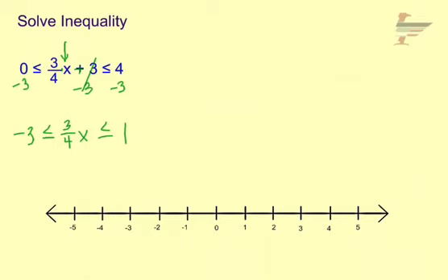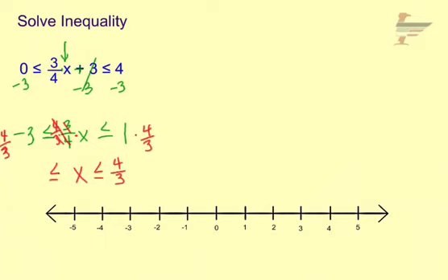Just one last thing to do, 3/4 times the x. Now, we could undo the multiplication with division, but because it's a fraction, I like to do the shortcut way of multiplying by the reciprocal. So I multiply by 4/3, which means I do have to multiply by 4/3 in every spot. So that leaves us with x in the middle. 1 times 4/3 is just 4/3.